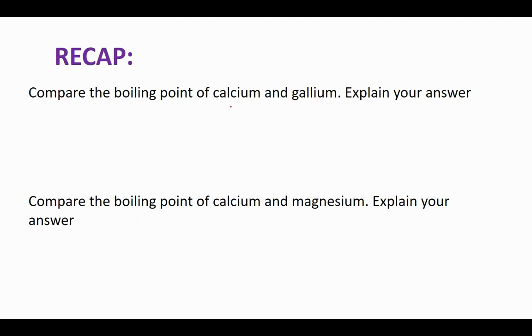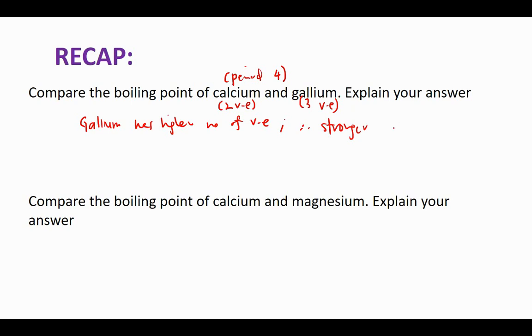Next, calcium and gallium are elements in period 4. Calcium has 2 valence electrons and gallium has 3 valence electrons. Which one has higher boiling point? Gallium has higher number of valence electrons. Therefore, it has stronger metallic bond. Therefore, it has higher boiling point.